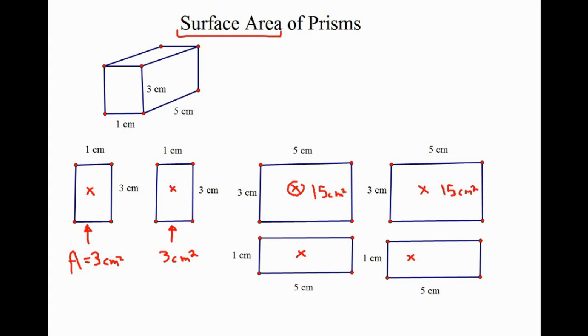Now we're looking at the top and the bottom. The length and the width are 5 centimeters and 1 centimeter, so the total area is 5 centimeters squared for that rectangle. And for this rectangle, of course, it's also 5 centimeters squared.